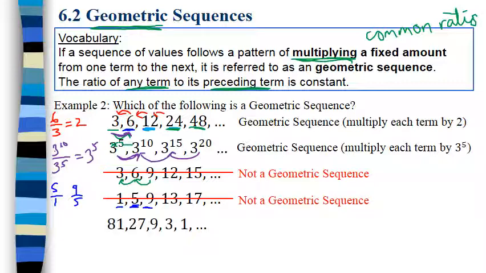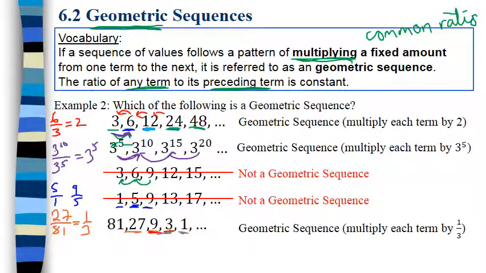Let's try this one. Well, 27 divided by 81 is 1/3. And 9 divided by 27 is 1/3. 3 divided by 9 is 1/3, and 1 divided by 3 is also 1/3. So this is a geometric sequence where we're multiplying each term by 1/3.